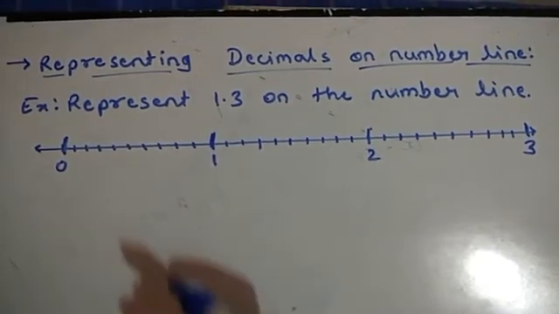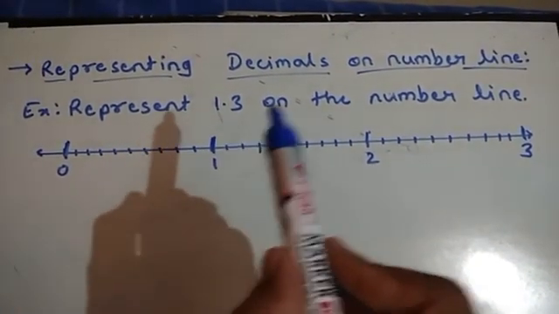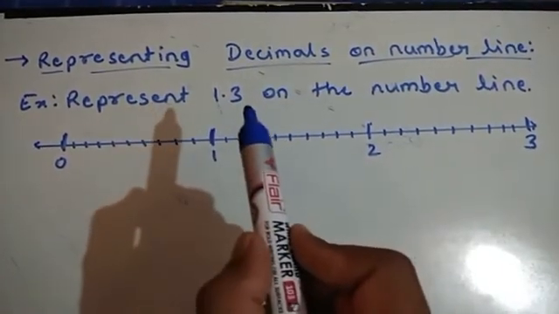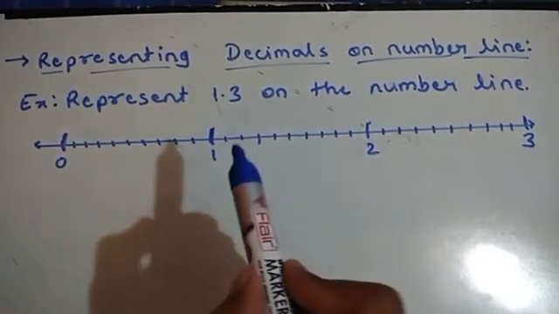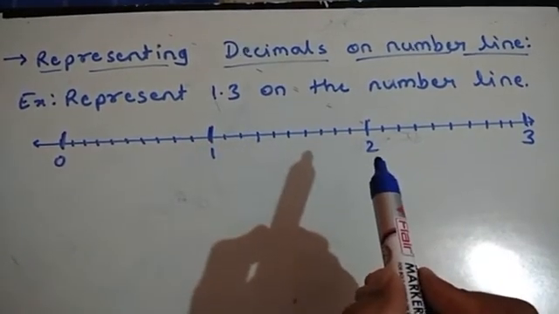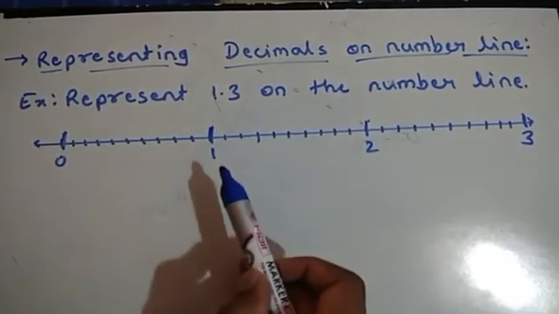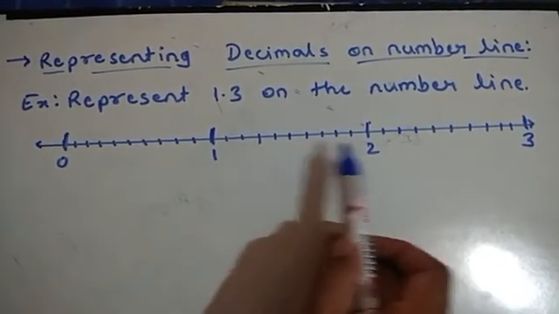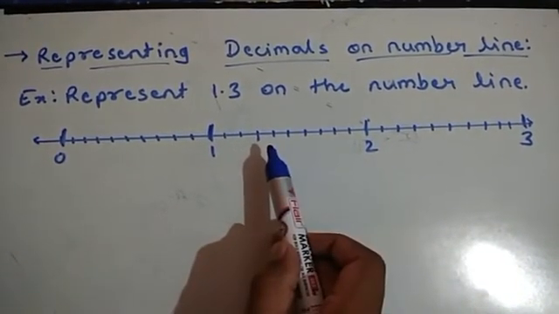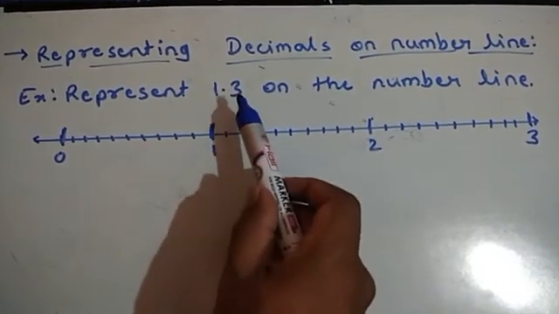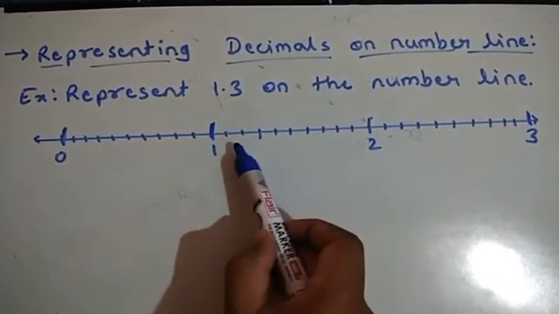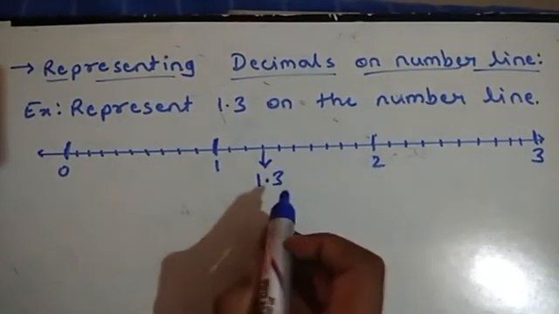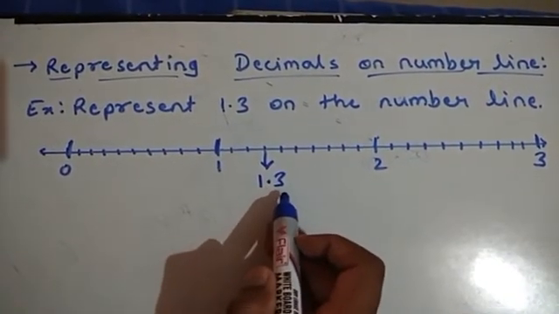Now the next part is representing decimals on the number line. One example we'll take here. Represent 1.3 on the number line. Students, by looking at this number, we can say that this 1.3 lies between 1 and 2. Now see here, after 1 till 2, we have to divide that part into 10 equal parts. And then after 1, we have to take 3 more points. 1, 2, 3. Therefore, here we will get 1.3.